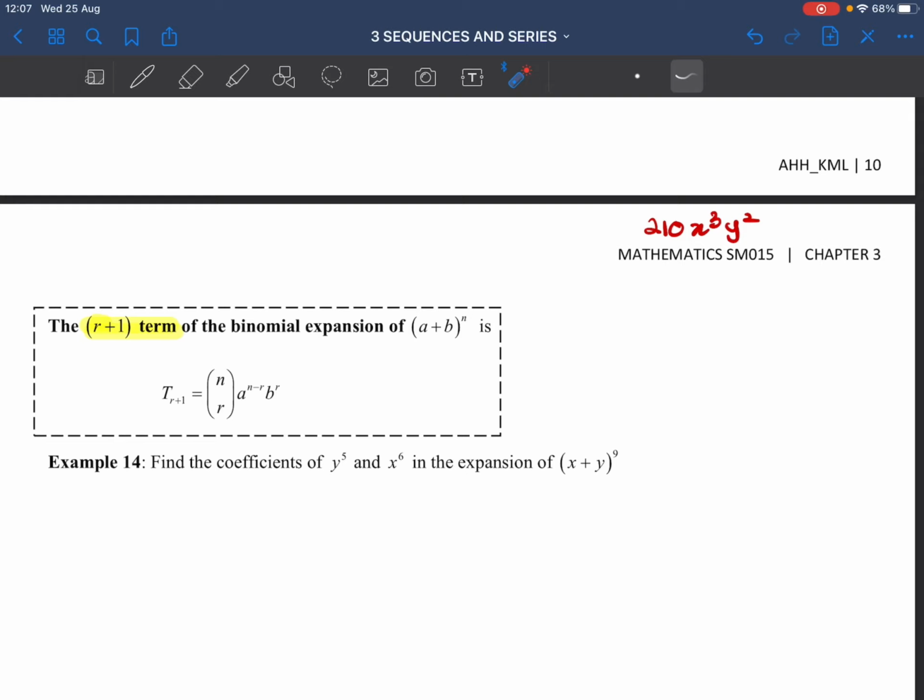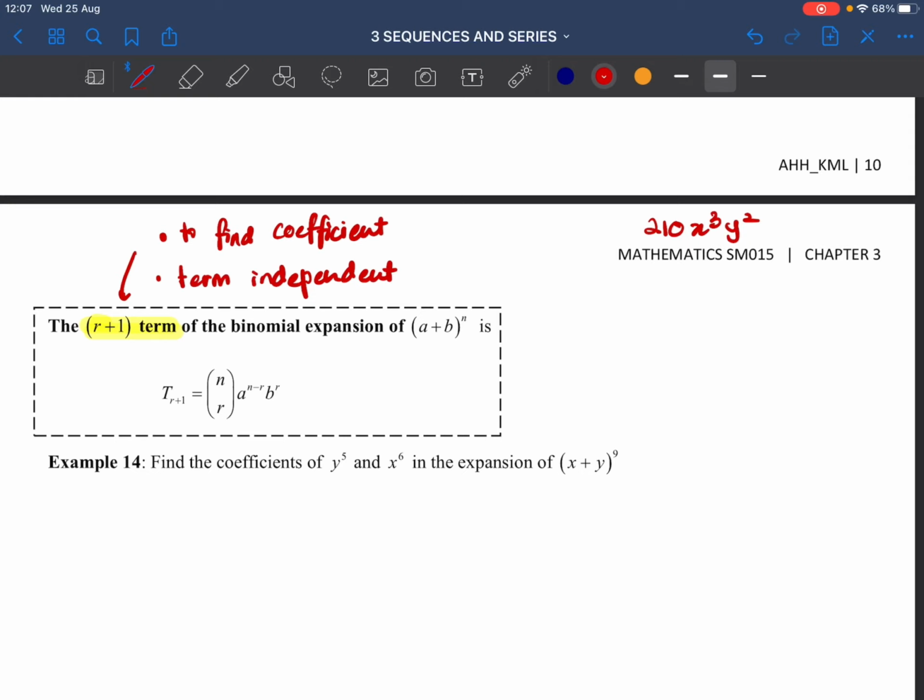Okay, so now let's see how to find the r+1 term. So what is the use of this formula? Is first we want to find coefficient, as I said before. To find the coefficient of a term, or sometimes the question said that find the term independent of x. Okay, independent of x. So what is independent of x? That is x to the power of 0.